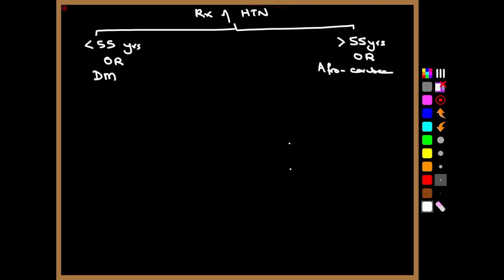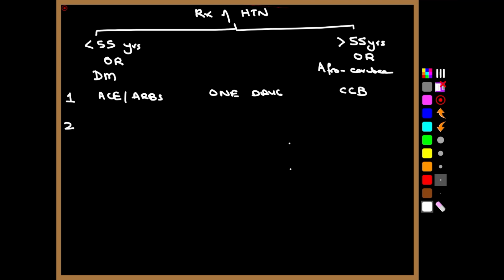Now, the treatment is again divided into steps. The first step would be one drug. So step 1 would be one drug. If we were to talk about anybody who's less than 55, we'd offer them either ACE inhibitors or ARBs. And if we were to talk about anybody who's greater than 55 or Afro-Caribbean, we'd keep it simple and offer them a calcium channel blocker. That is step 1, when there's one drug.